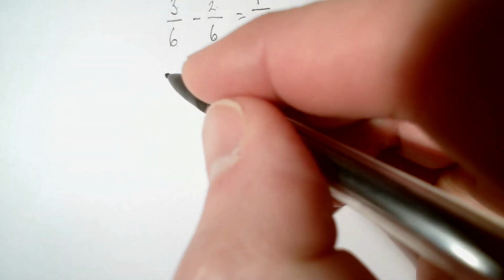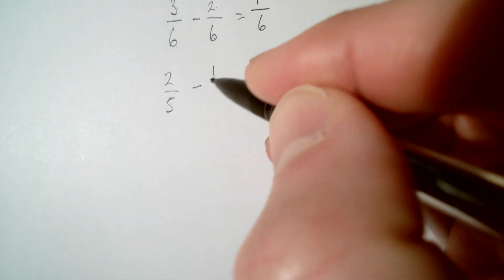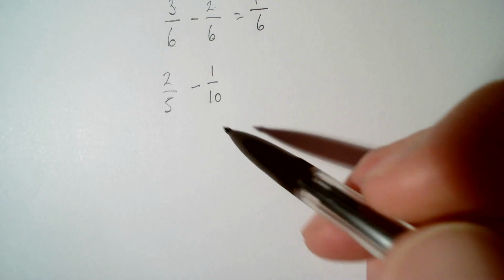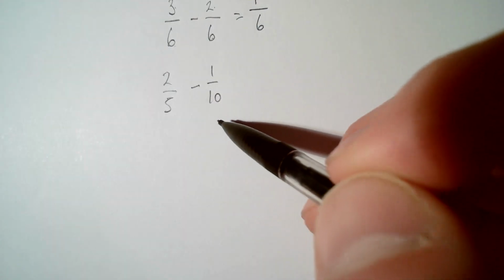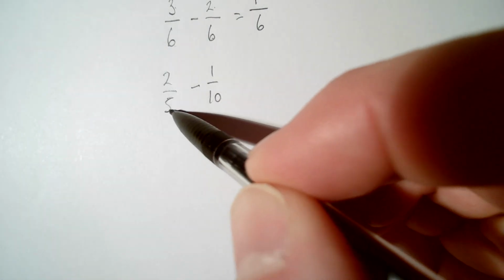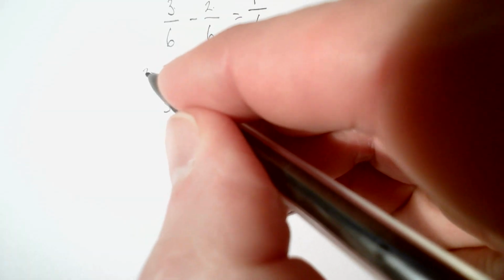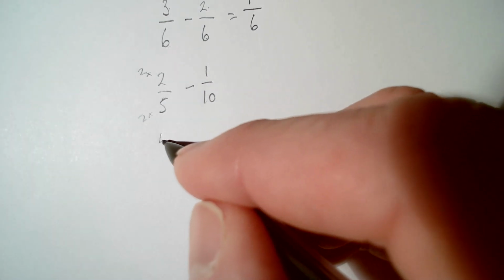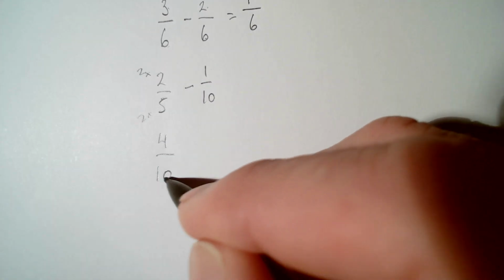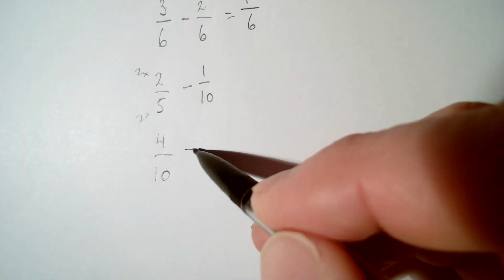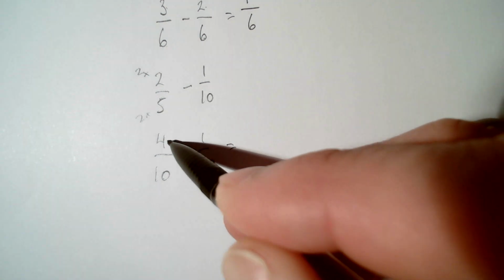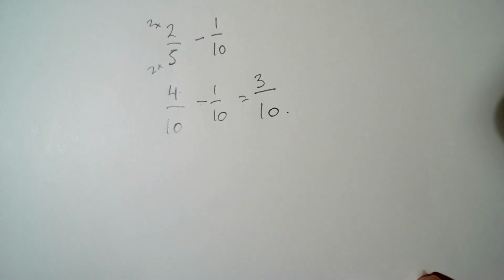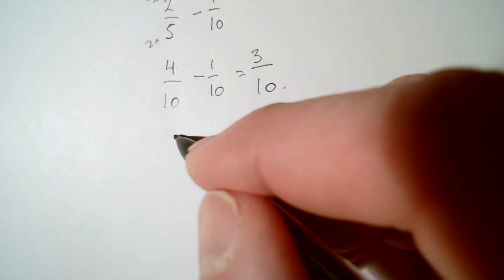Now let's look at 2/5 minus 1/10. And clearly we can see that the denominators are not the same. However, we also know that 5 divides into 10 2 times. So let's multiply above and below in our first fraction by 2 and see what happens. So 2 times 2 is 4, and 2 times 5 is 10. We don't do anything with the second fraction, so that's minus 1/10, and now our denominators are the same. So we can simply say 4 minus 1 is 3 for the numerators, and our answer is 3 over 10.